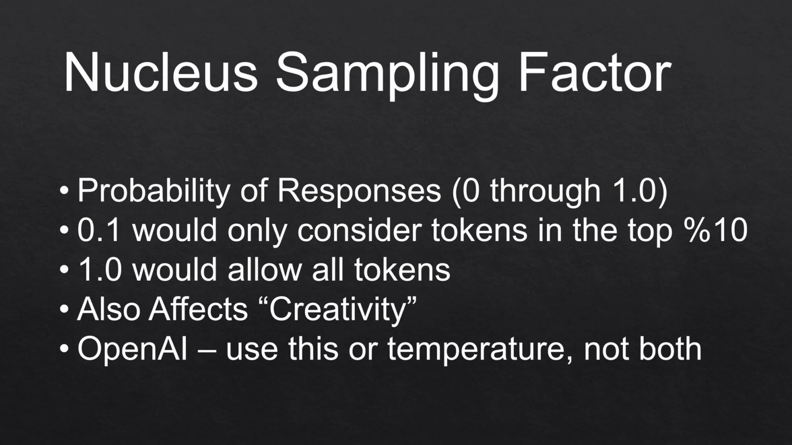The nucleus sampling factor is another way to affect the creativity of the responses. It's a value 0 through 1. And if you, for example, used 0.1, it would only consider tokens in the top 10% of likelihood for the next token that it chooses. This would reduce the creativity. So having a larger number would allow all tokens to be considered and provide possibly more creative responses. OpenAI recommends to use this or temperature, but not both.